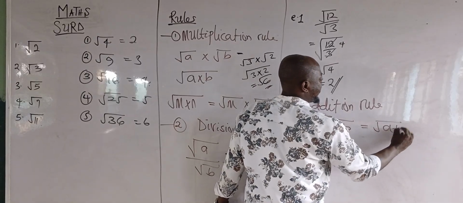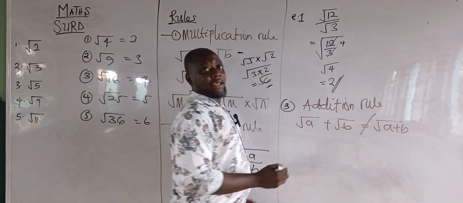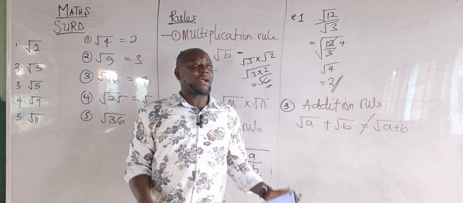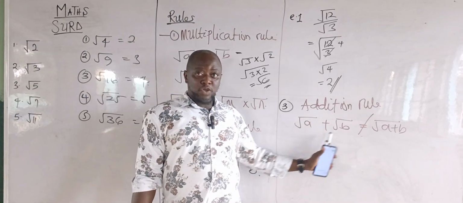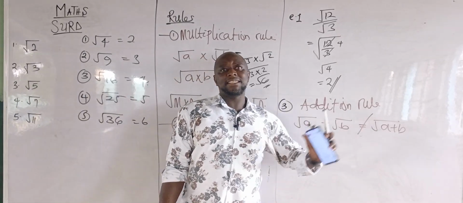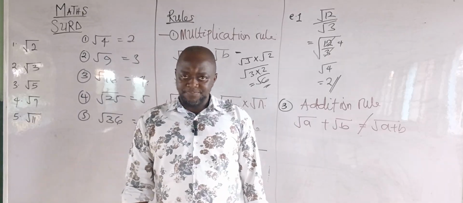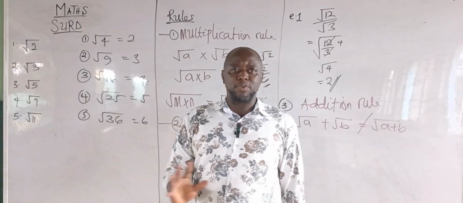This can be the root of A plus B. This is wrong. It's completely wrong. It doesn't work like that. That means these two cannot be added to give this. It doesn't work that way.